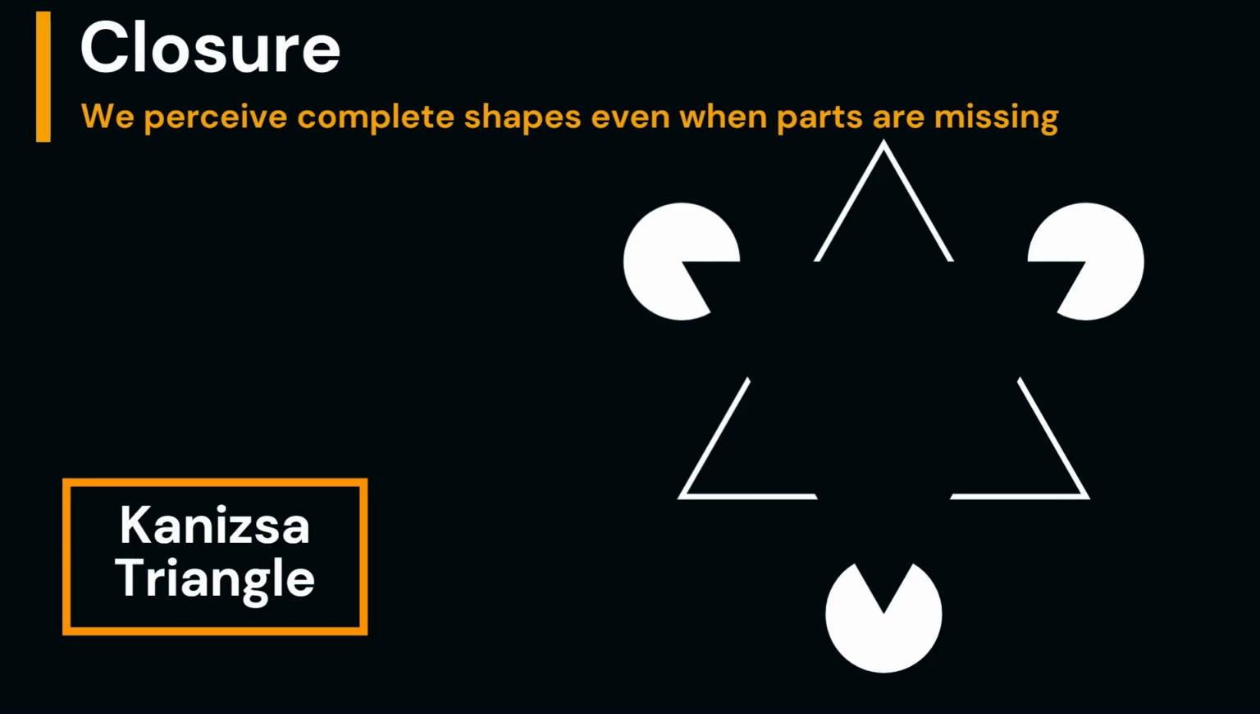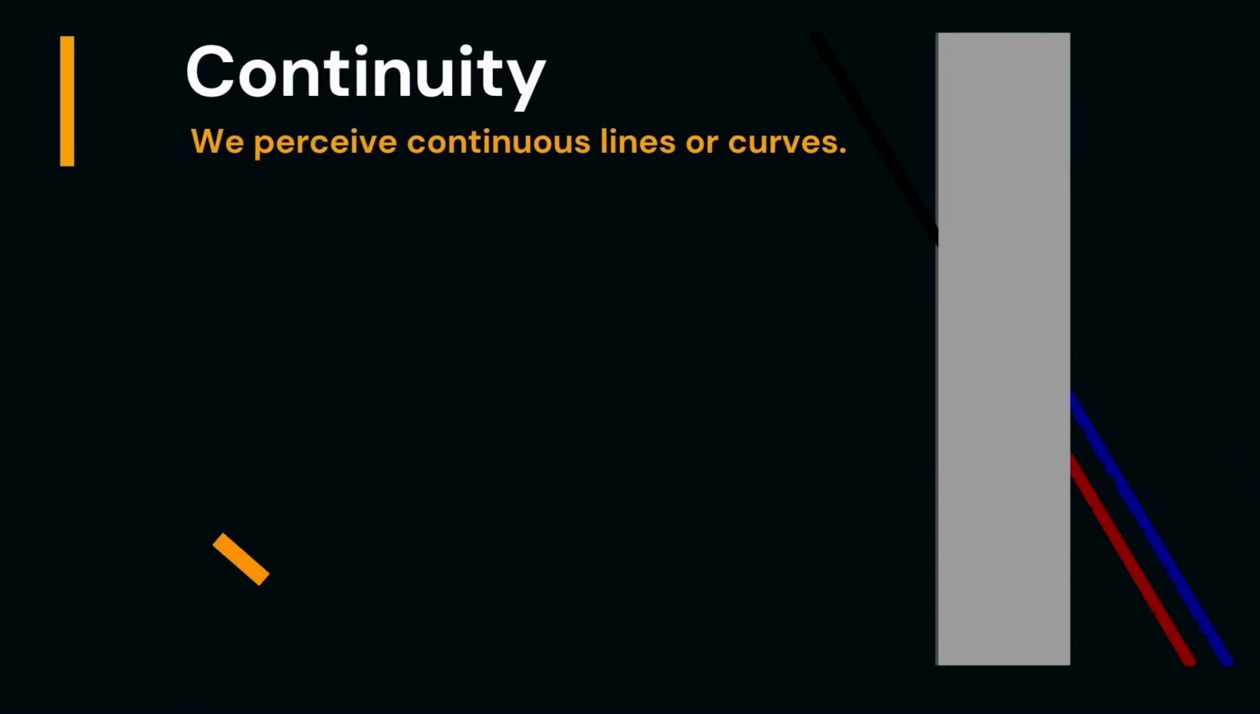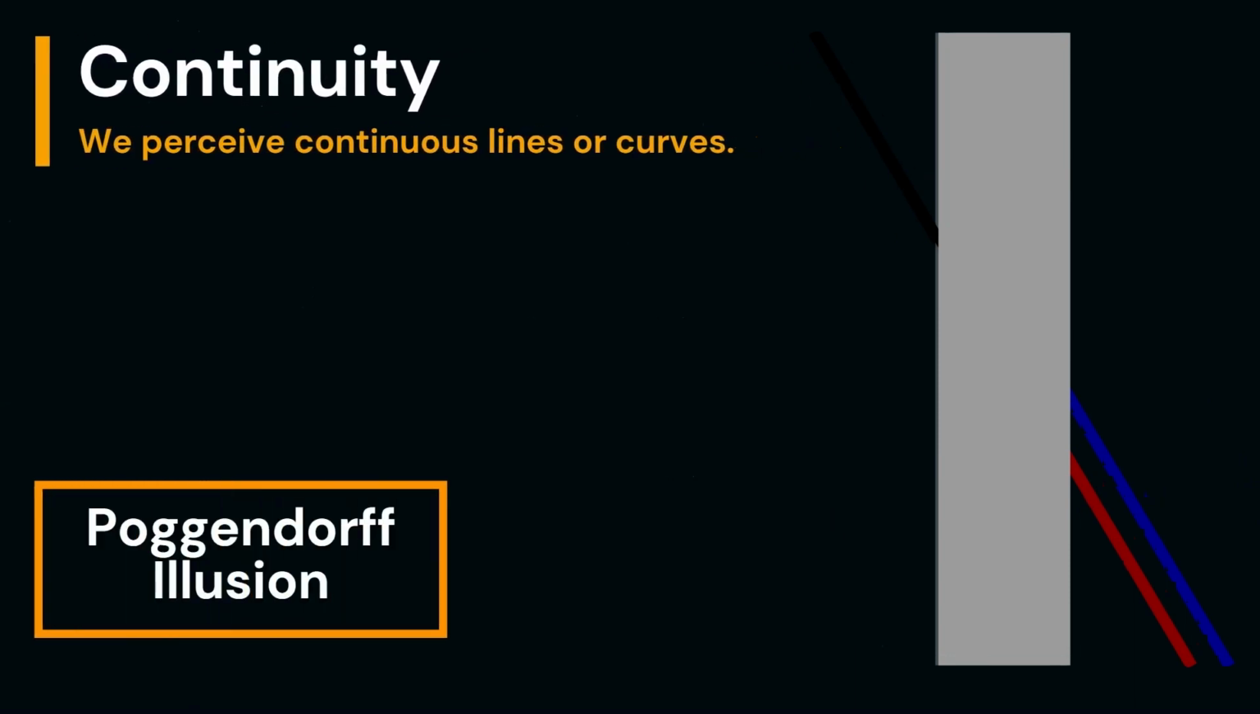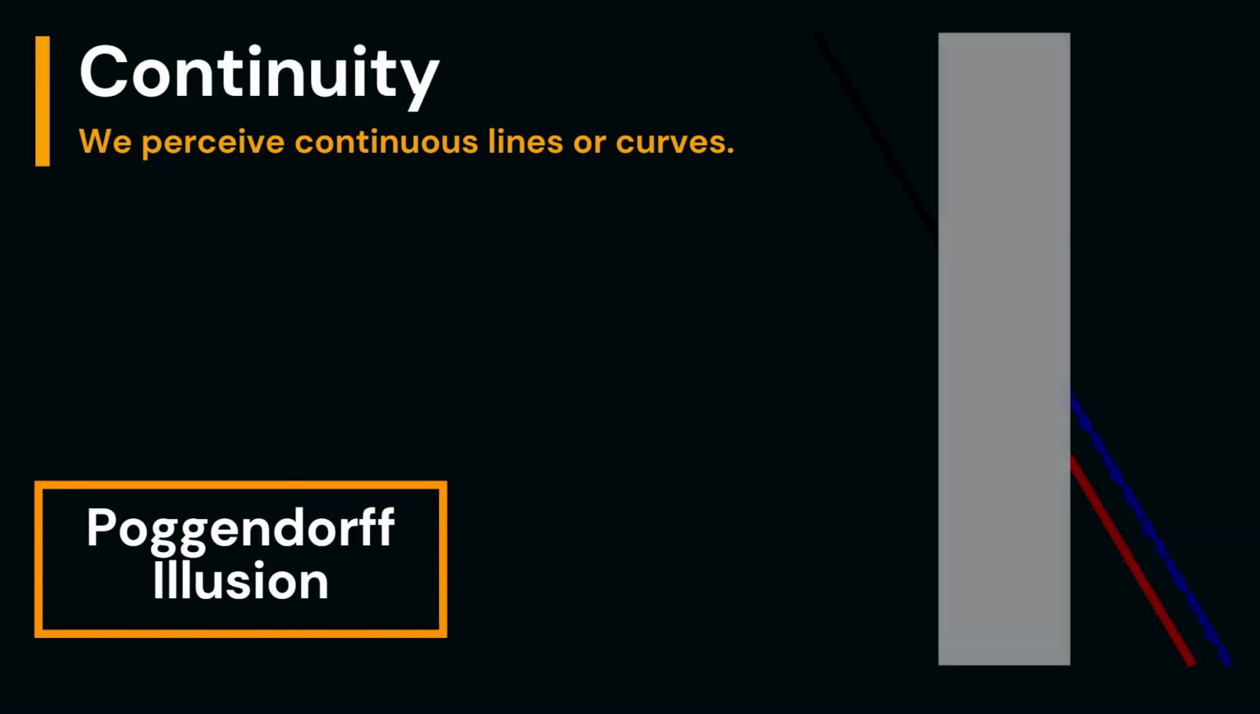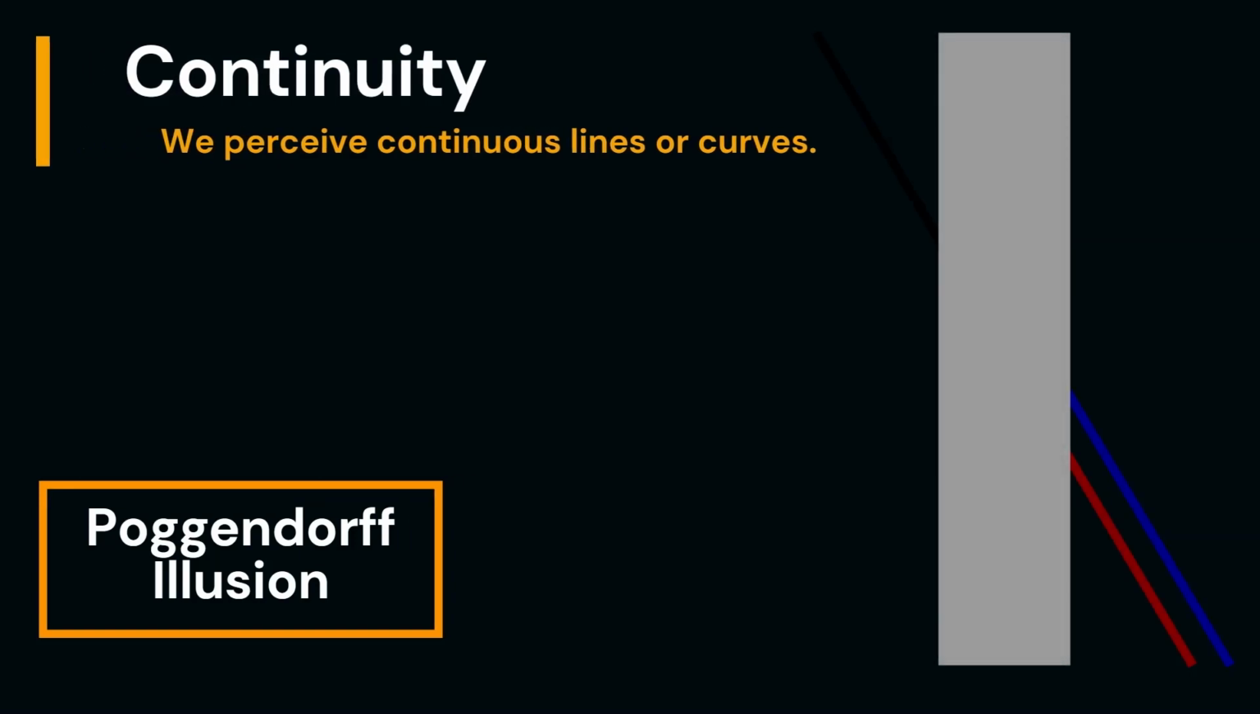This illusion illustrates the Gestalt principle of continuity. Here the intriguing aspect is that our brain tends to perceive the black line as continuing smoothly and straight behind the rectangle. However, due to the angle of the rectangle, our perception is deceived, and the continuation of the line appears misaligned. This illusion demonstrates how our brain strives to maintain the continuity of lines and shapes, even when they are interrupted or obstructed.